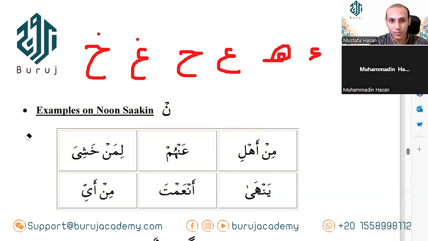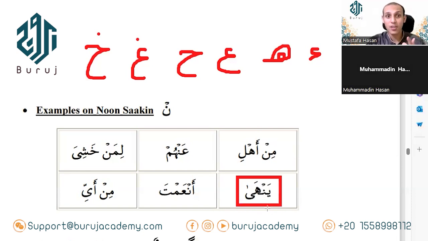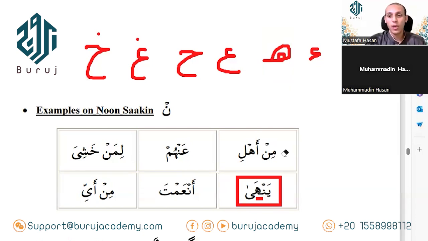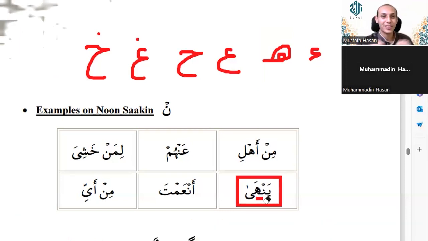Can you guess how we can say this word? Yanha. Excellent. Is there an izhar rule here? Yes. Why? Because there's a ha after the noon with sukoon. Perfect. There is a ha that comes after noon with sukoon, and the ha is from the 6 letters of izhar. Then what should we do? We have to say the noon with sukoon clearly. Yes, perfect.